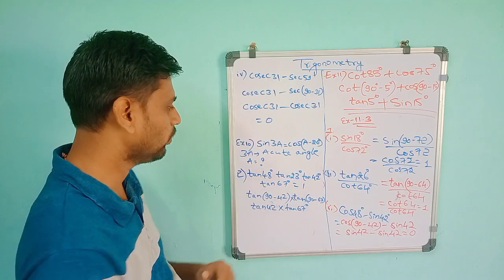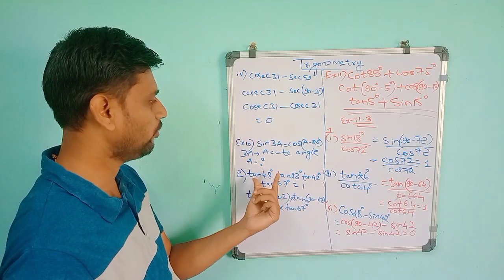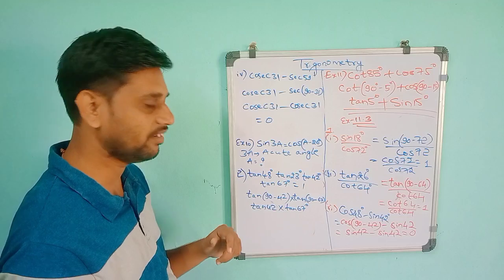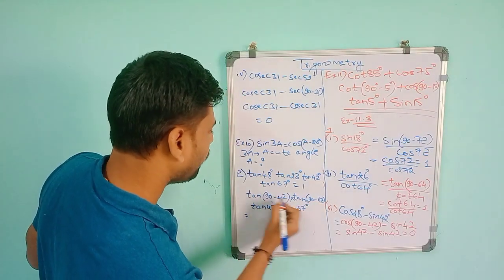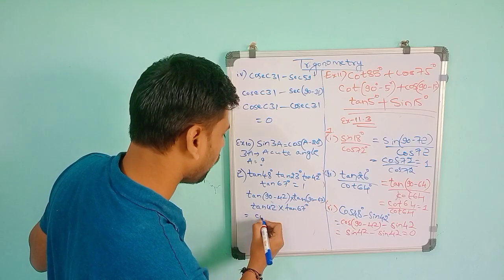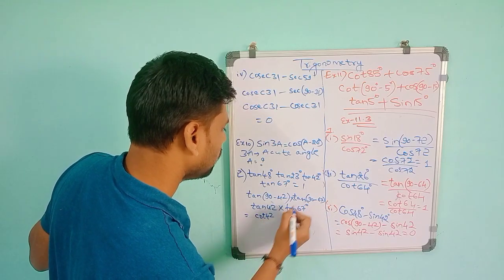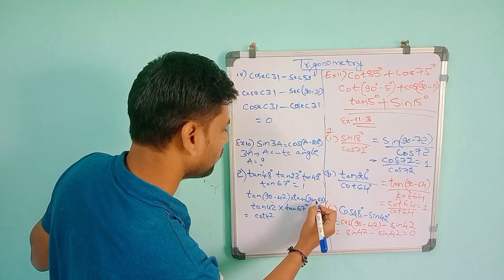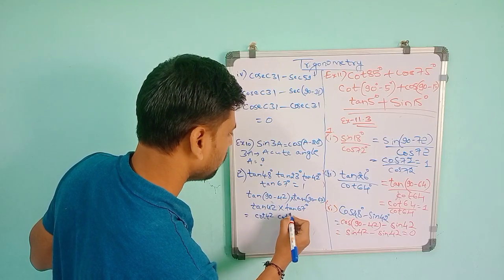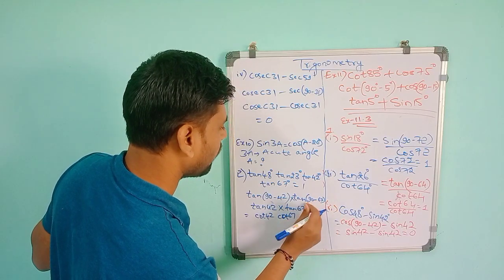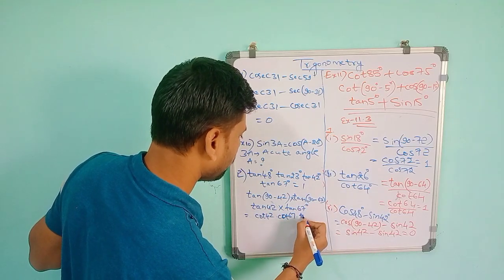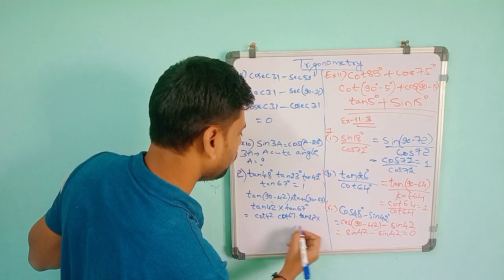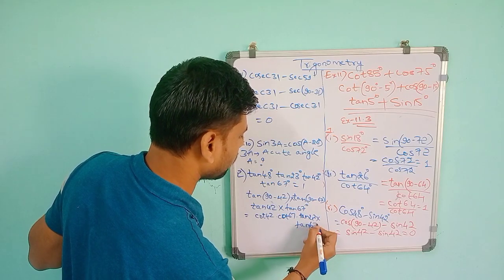So I converted two because there are four terms. I will convert two and keep the other two as they are, because the value will become the same only. See, tan of 90 minus 42 becomes cot 42, because tan of 90 minus an angle becomes cot. Like that, tan of 90 minus 67 will be cot of 67. This is into tan 42 into tan 67.